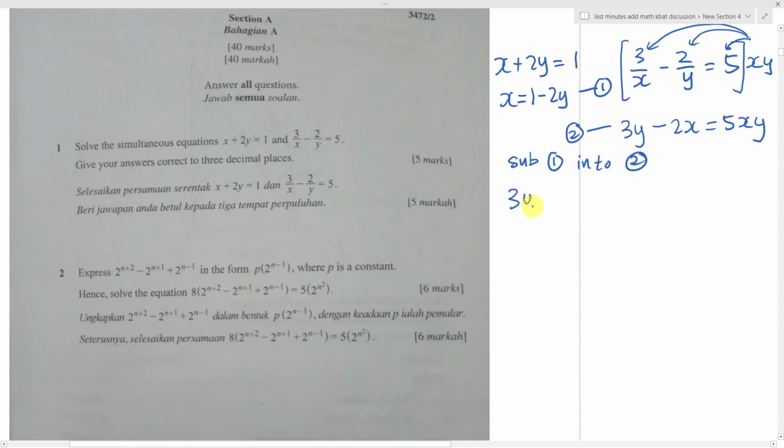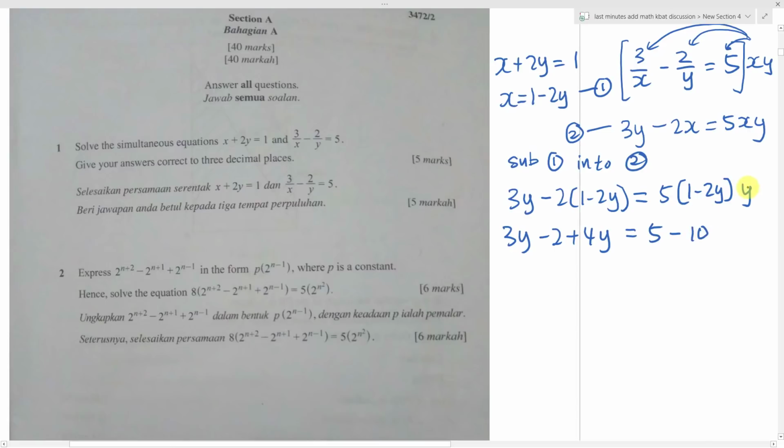So this one will be 3y minus 2x equals 5. My x is basically 1 minus 2y, right? And then I have y over here. The next thing I will do is just expand. Negative 2 times 1 is negative 2, and here will be plus 4y, equals 5 minus 10. Actually I should multiply 5y into both, it will be easier. So it will be 5y minus 10y squared.